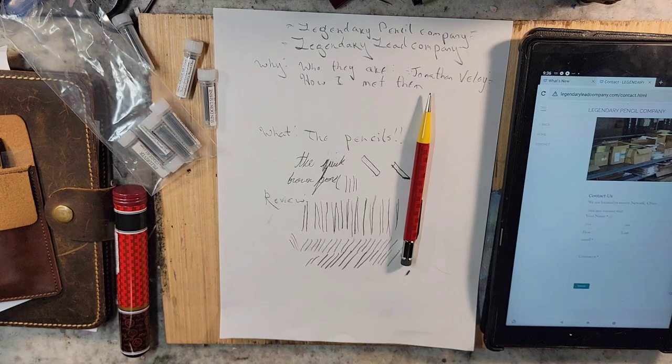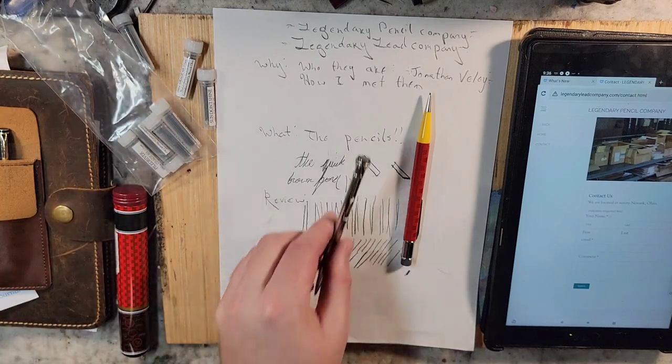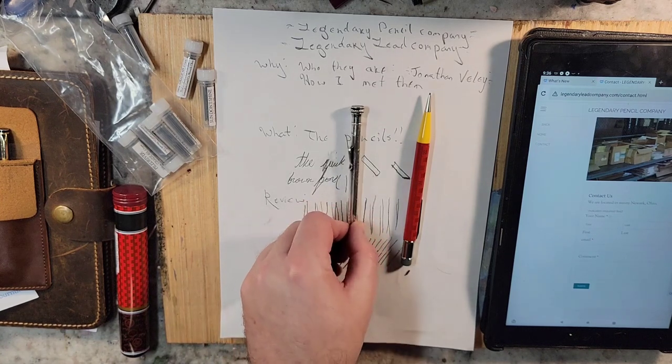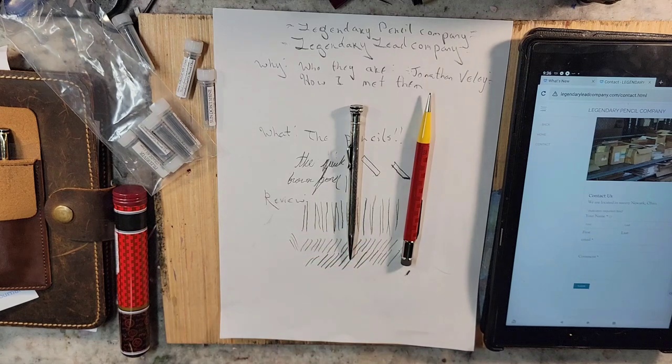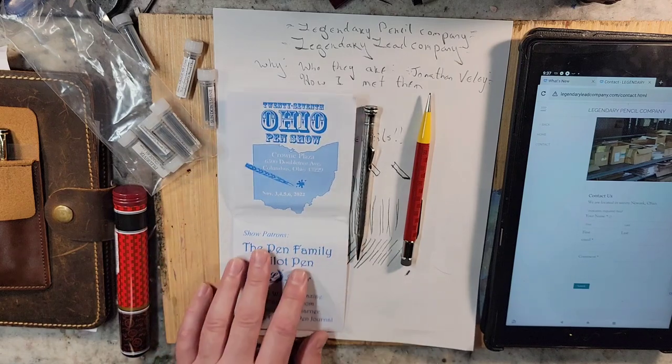The second way I came across him was as I was getting my fountain pens, I would get the vintage pen that would go alongside it, the pencil. And the vintage pencils will take vintage leads that aren't produced anymore. And the Legendary Lead Company has just an enormous supply of these vintage leads and sells them online for a great price. He also goes to the pen shows and the pencil shows and sets up a booth.